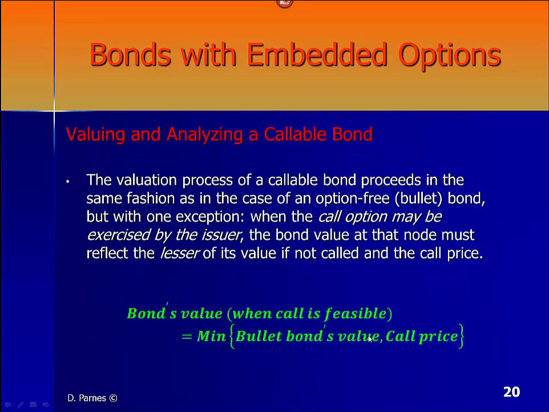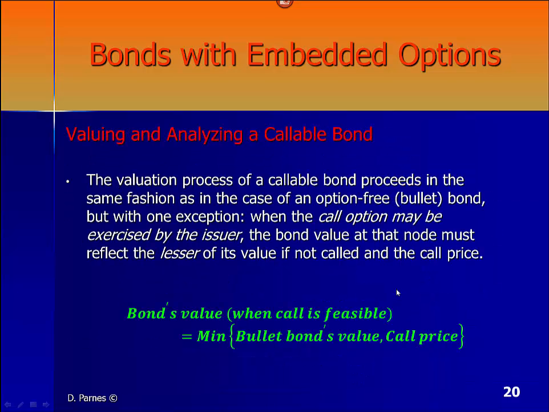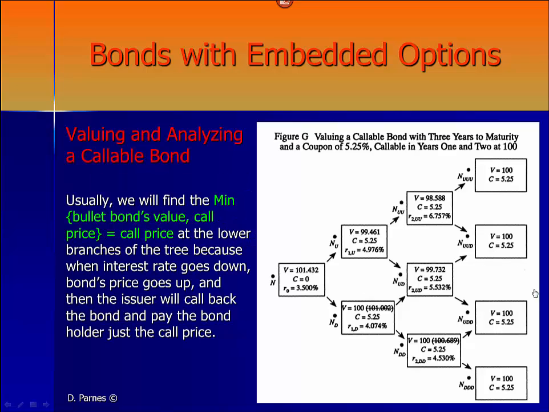Okay, so just remember the rule, the decision rule on each and every node, if you have a callable bond, will be to take the minimum between the bullet bond value, whatever we calculated here, and the call price. Just do a minimum, one more step for each and every node, and derive the tree backward exactly as we did before. Let's see one more example here.